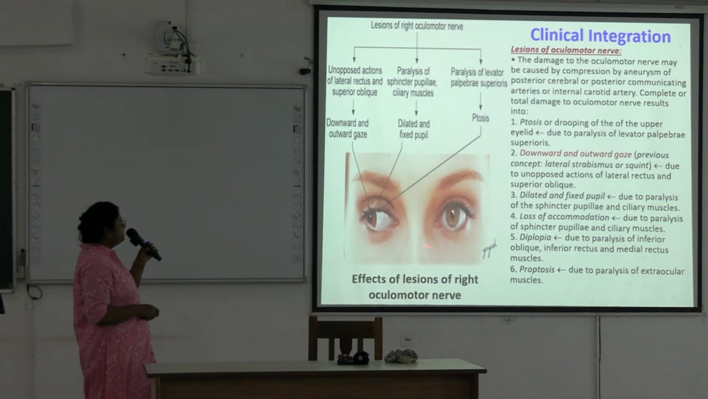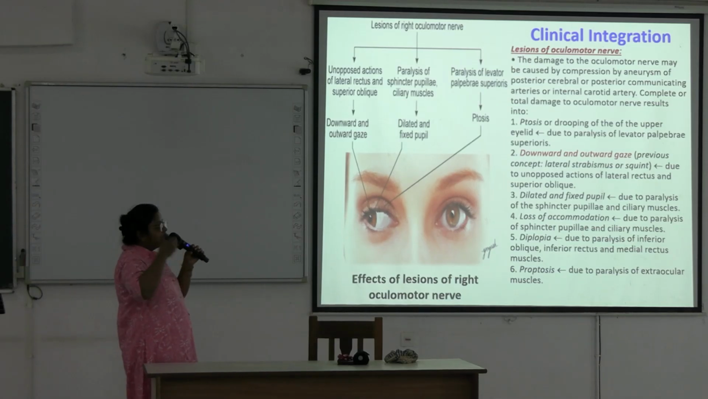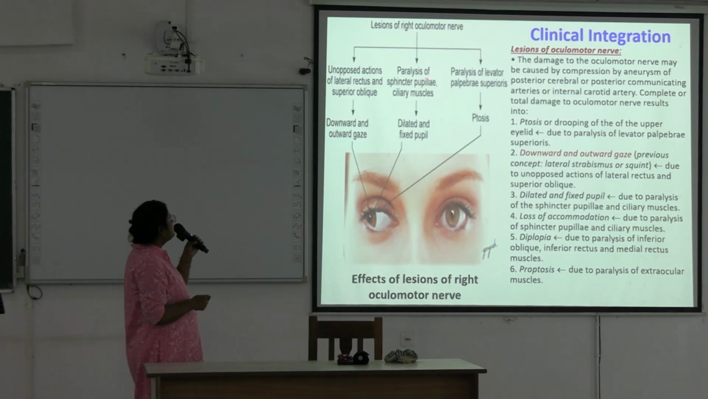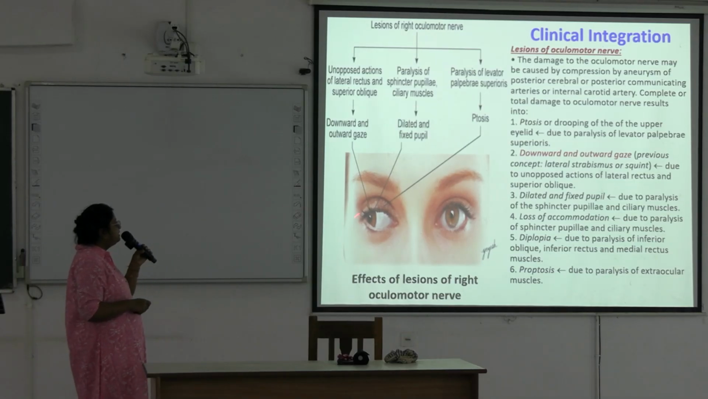Okay. See, this is the normal side, and on this side the oculomotor nerve is involved. See, there is drooping of the upper eyelid. This is known as ptosis. Ptosis occurs due to paralysis of levator palpebrae superioris. This muscle pulls the upper lid upward. Next, due to paralysis of the sphincter pupillae and ciliary muscle, there will be a dilated and fixed pupil.